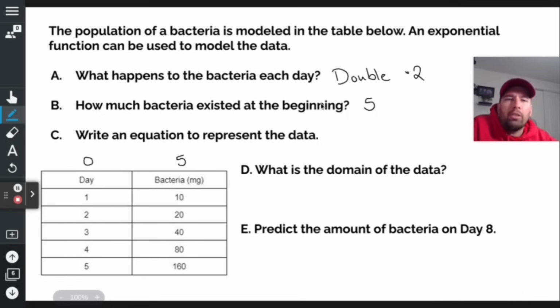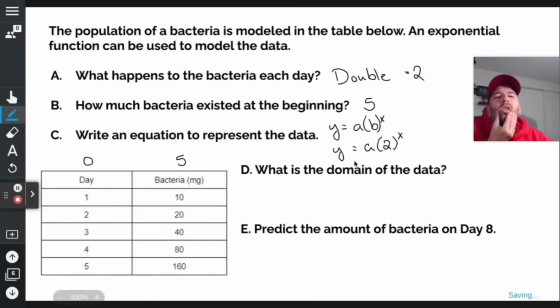Write an equation to represent this data. Now, what I'm going to do is use just a regular old standard equation that looks like this. So here is what an exponential equation looks like: a times b to the x. Now, b is kind of like the r in the geometric sequence. b is what I'm doing to get from one number to the next. In this case, b is 2. So what I have so far is a times 2 to the x.